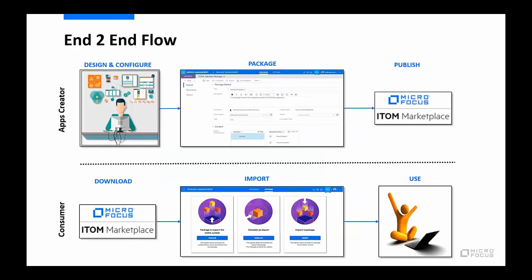All right. So if we take the marketplace focus, there are two flows: the creator flow and the consumer flow. What we saw was Brindusa doing the design and configure of the travel application, and what I'll show you next is how to package it. I'm not going to show you how to publish it, but then you could go to the ITOM marketplace and publish it. The other flow is to download something that's on the marketplace, import it, and of course use it. On the import, there will be some manual steps that will typically go with these at this time, and I'll cover that in a little bit.